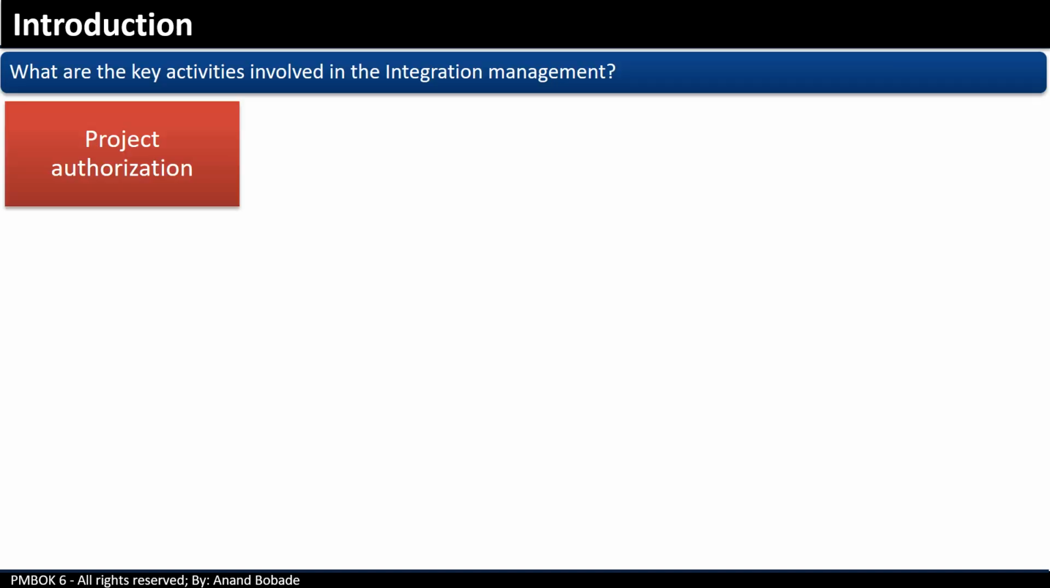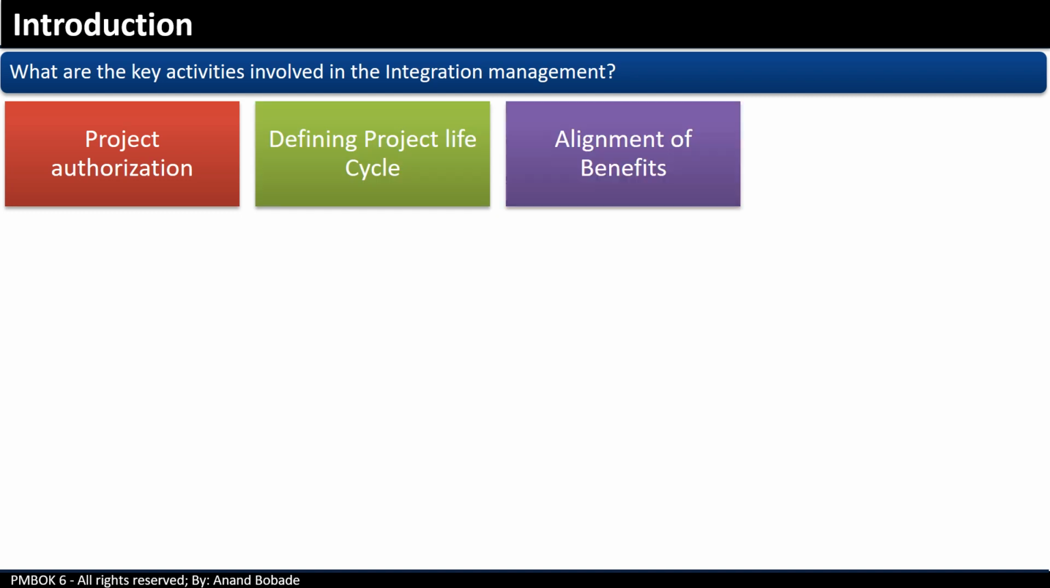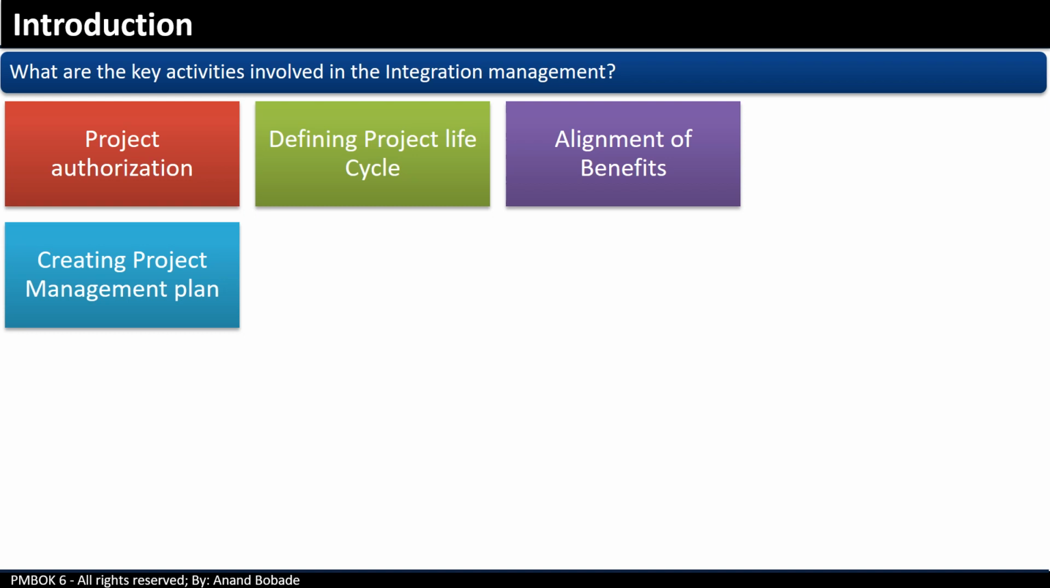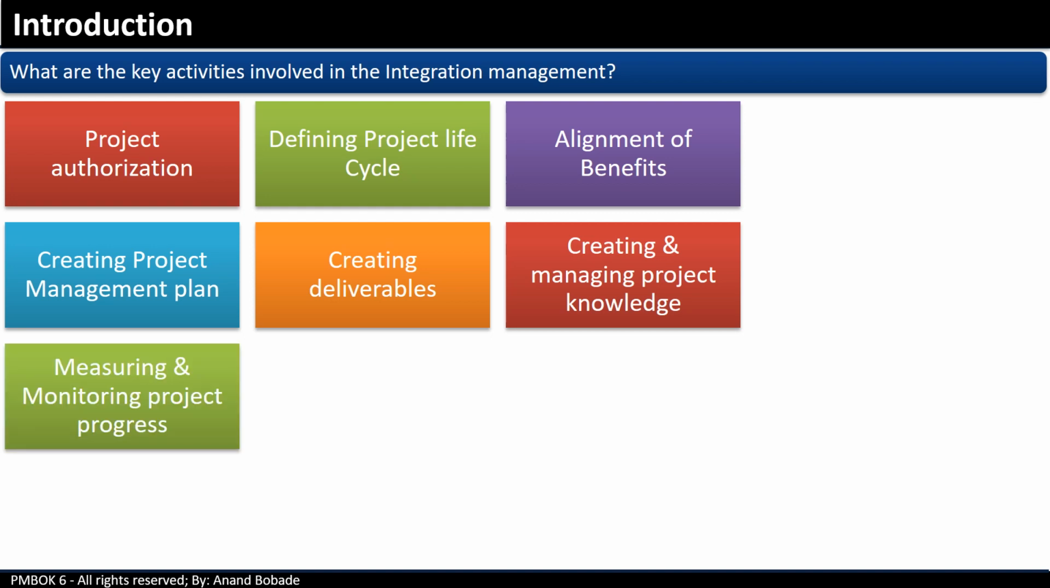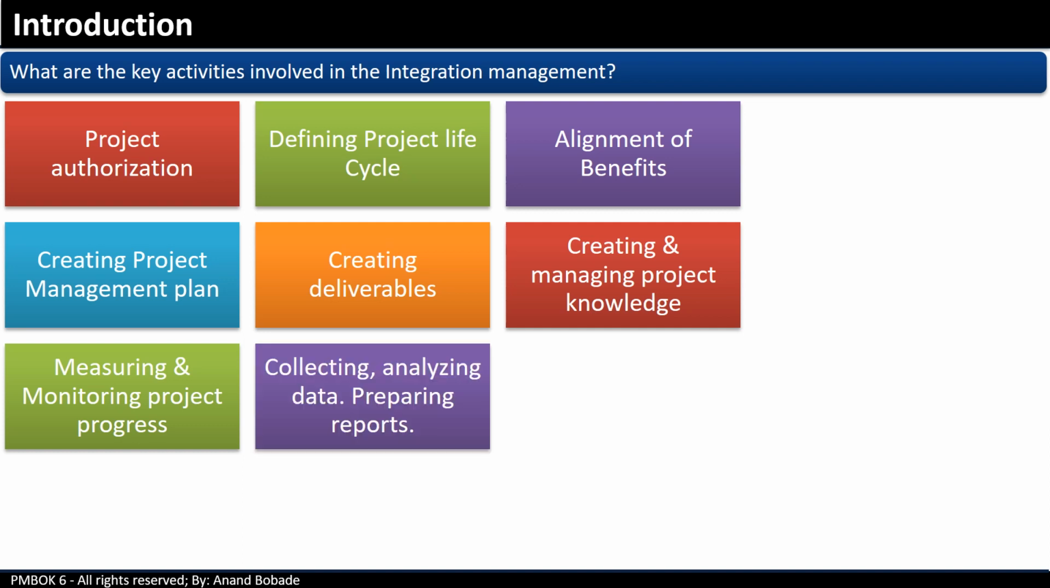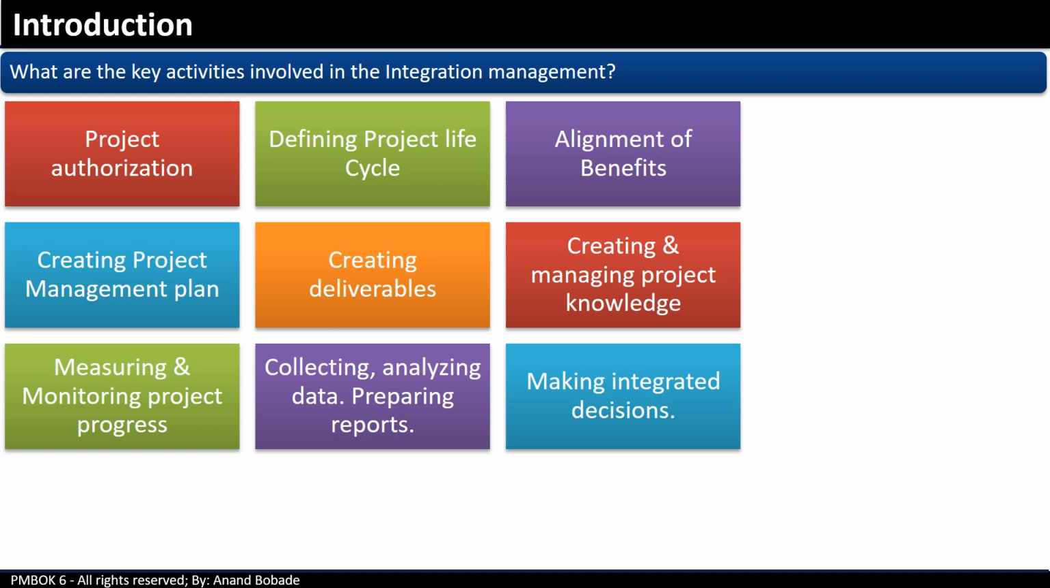What are the key activities involved in integration management? It starts with project authorization, defining the project lifecycle, alignment of project benefits, creating the project management plan, creating deliverables, creating and managing project knowledge, measuring and monitoring project progress, collecting and analyzing data, preparing reports, making integrated decisions, closing the project or contract.